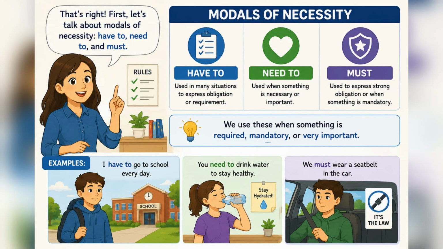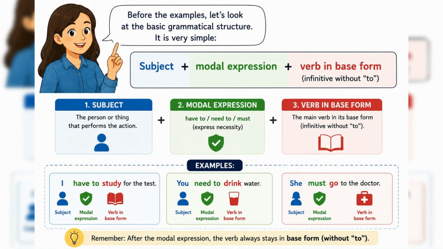That's right. First, let's talk about modals of necessity: have to, need to, and must. We use these when something is required, mandatory, or very important. Before the examples, let's look at the basic grammatical structure. It is very simple. Subject, modal expression, verb in infinitive without to.